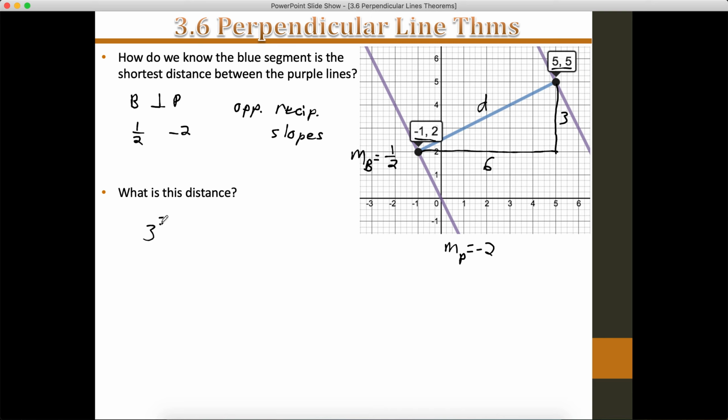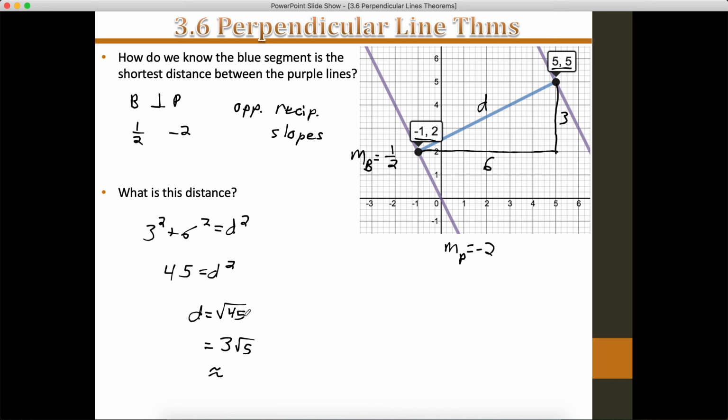So I could say 3 squared plus 6 squared equals d squared. That's 9. That's 36. 9 plus 36 is 45. And then you square root both sides. You get d equals square root of 45. Which, yes, you can leave it like this. You could, if you know how to reduce, which if you don't, that's fine. This does reduce to 3 root 5.